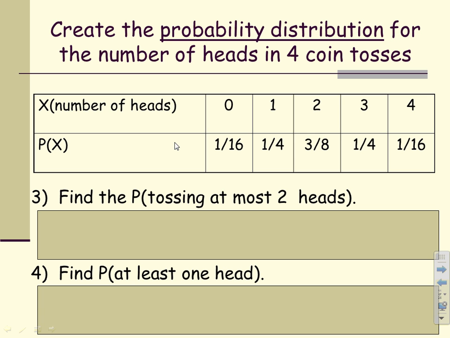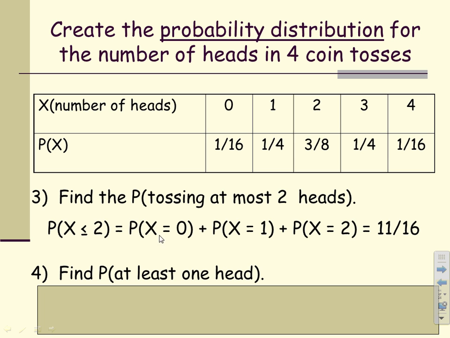And again, now that we have this probability distribution, you should pause the video and take a look at finding these answers here. The probability of tossing at most 2 heads, well, at most means that you're going to have 0, 1, or 2, so we're just adding those probabilities there.